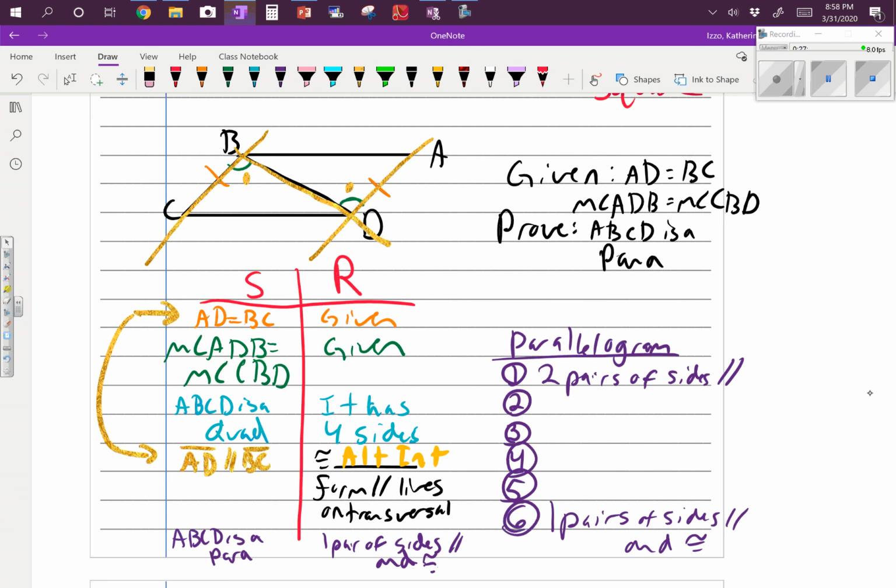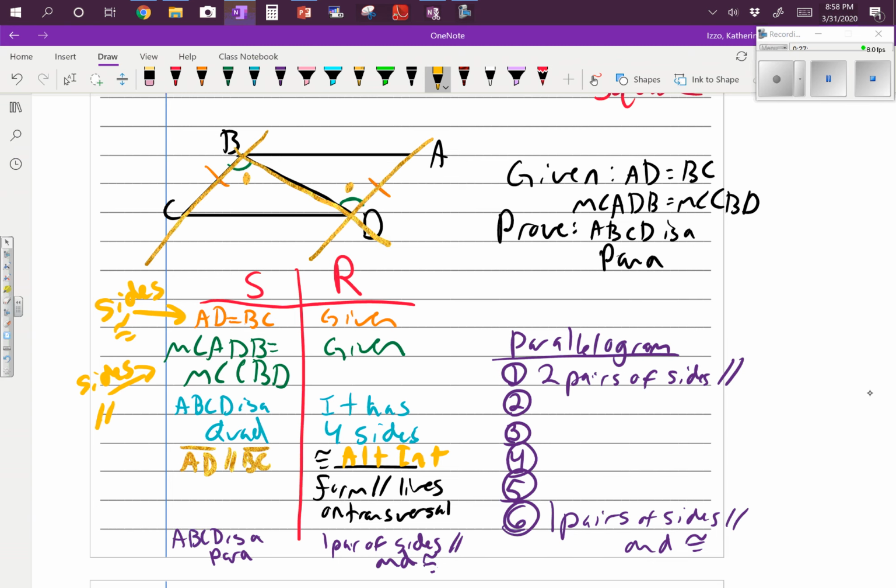Because this one gave you the fact that the sides were congruent, and this one gave you that the sides were parallel. At which point you have one pair of sides that are parallel and congruent, which gives you a parallelogram. All right. So that's how we are going to be doing parallelogram proofs.